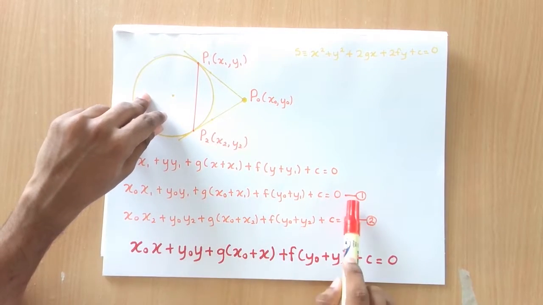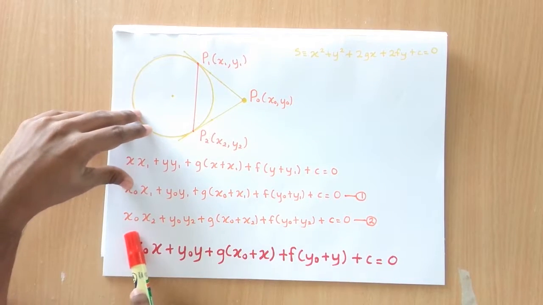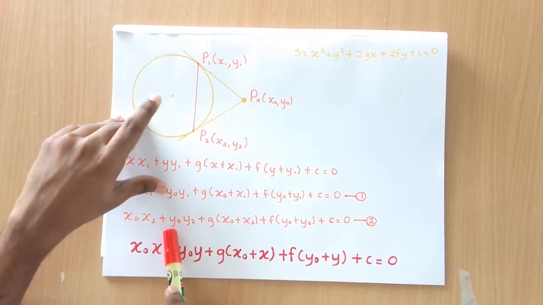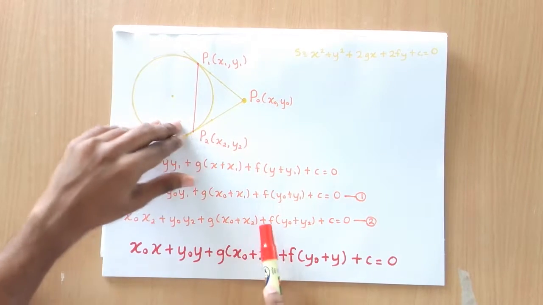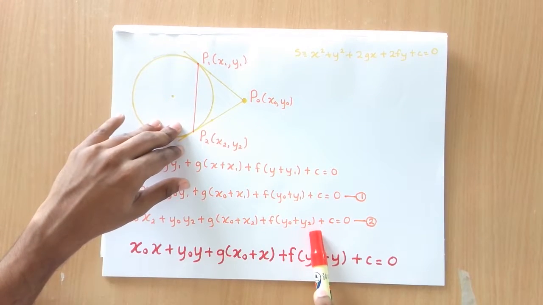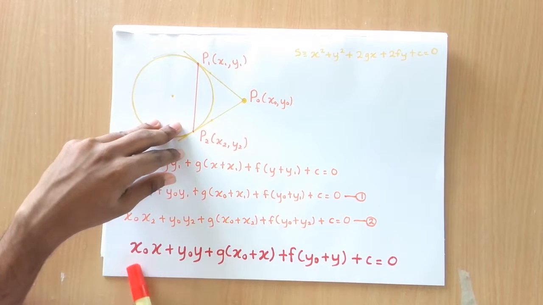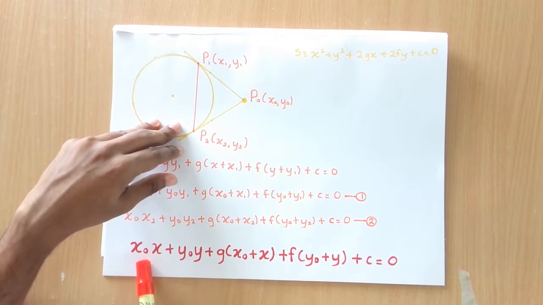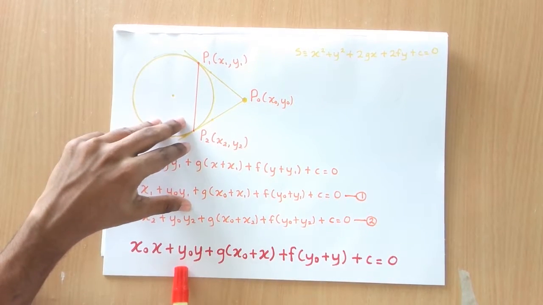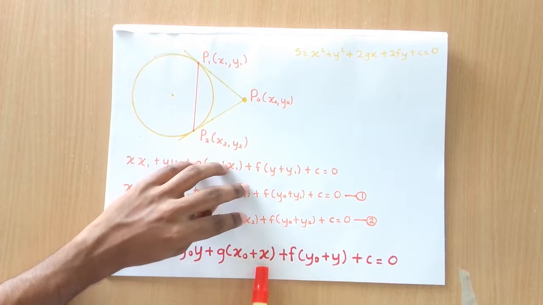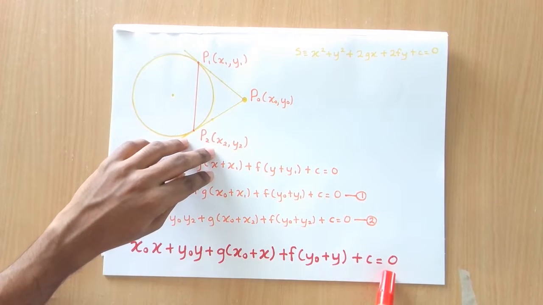We can do the same thing for the other tangent. So this gives us x0 x2 plus y0 y2 plus g into (x0 plus x2) plus f into (y0 plus y2) plus c equals 0. So now I can see that the equation of the tangential chord is x0 x plus y0 y plus g into (x0 plus x) plus f into (y0 plus y) plus c equals 0.